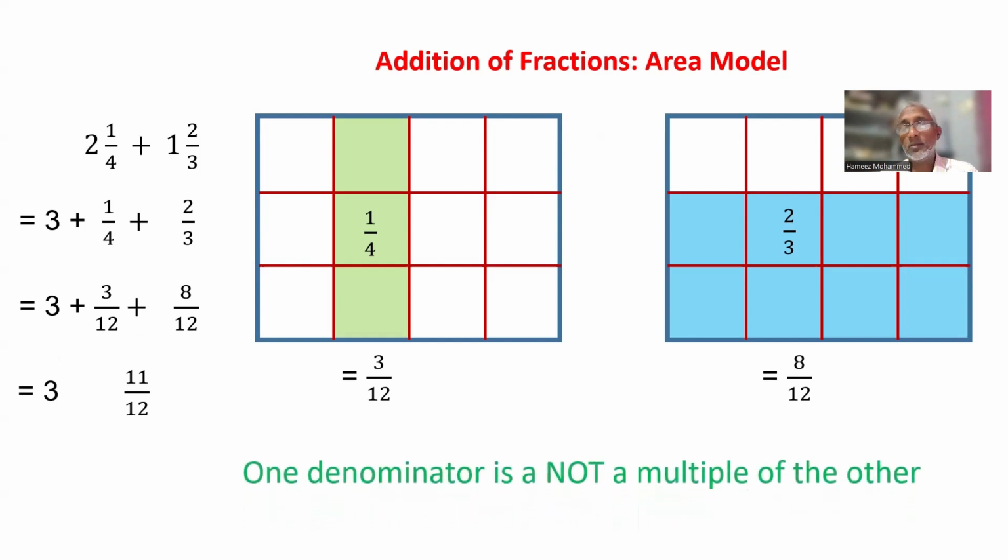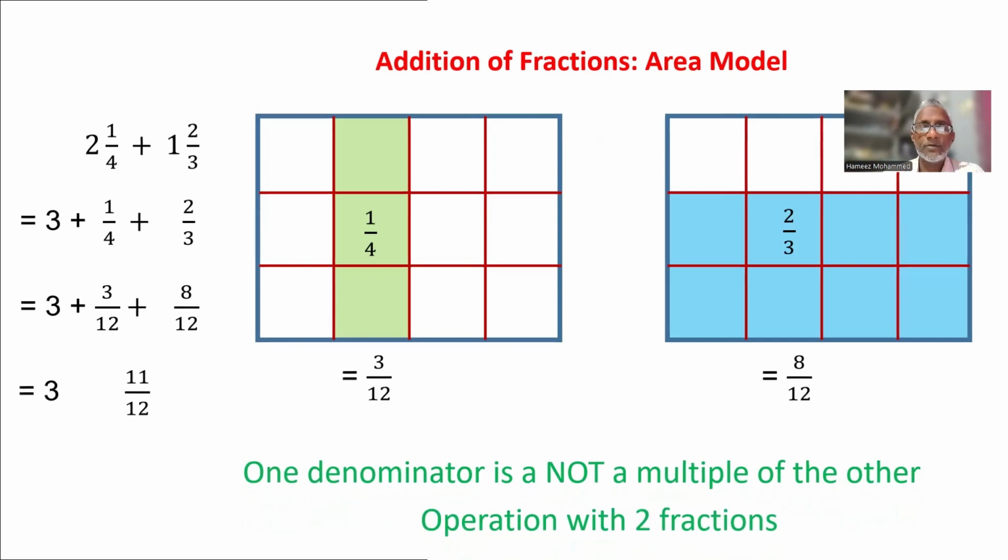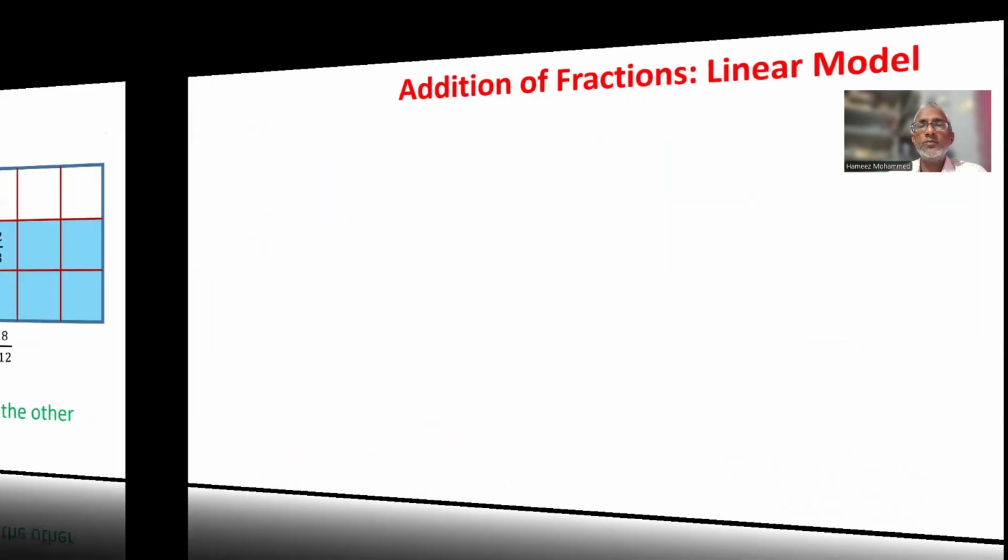So one denominator is not a multiple of the other. Operation with 2 fractions is happening here. So let's go on now.